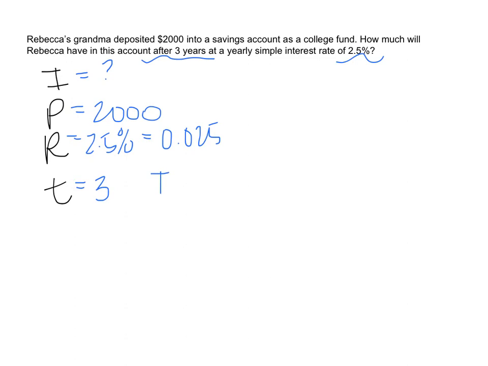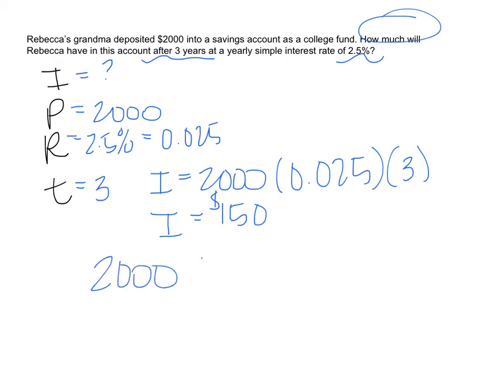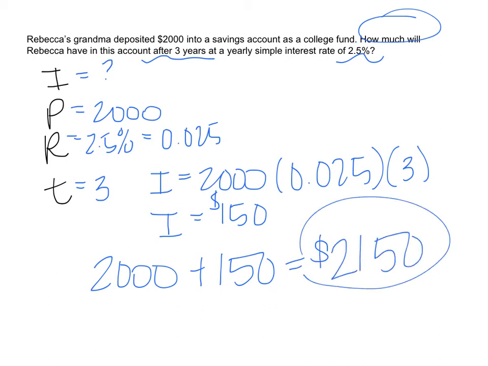What you should have done is you should have said I equals 2,000 times 0.025 times 3. Multiply those all together, and your interest is $150. But it's asking how much will she have in her account. Since she deposited $2,000 into her account, she has $2,000 in her account, and now she has another $150. So you have to add those two together. So in her account, she has $2,150.